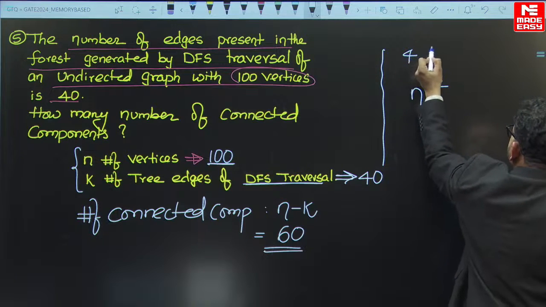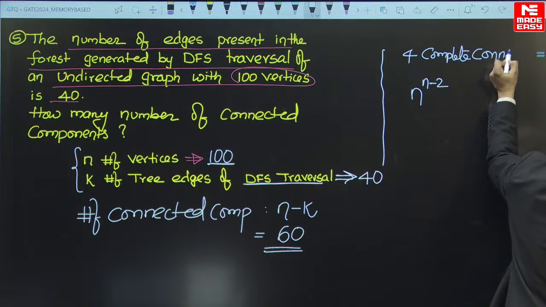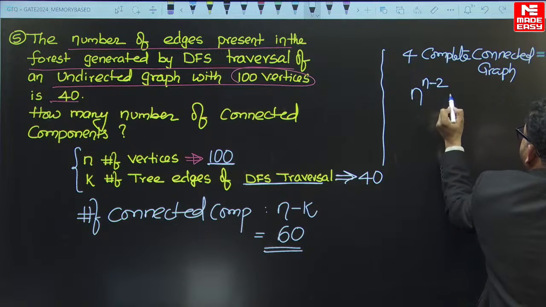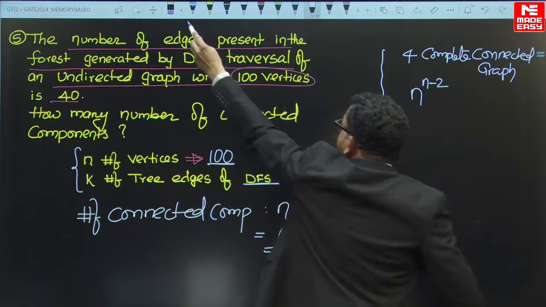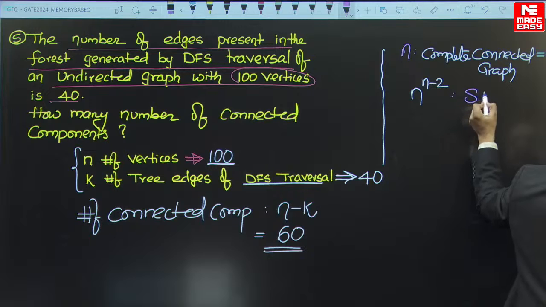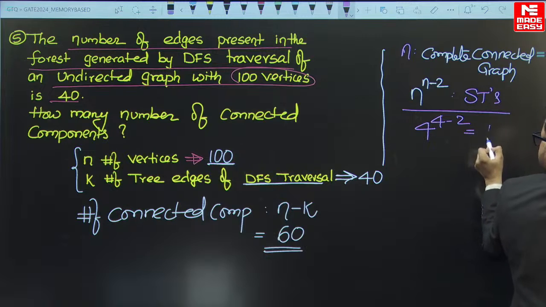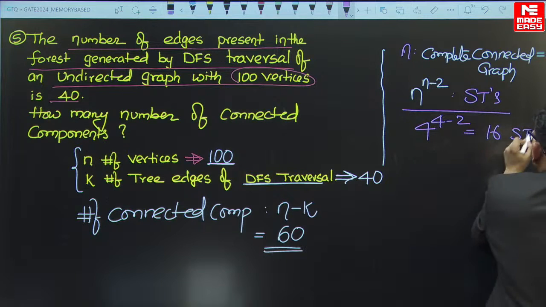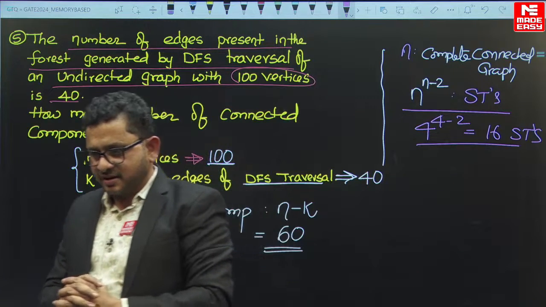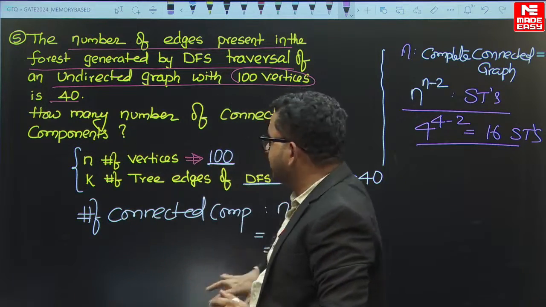Okay, so 4 vertices complete connected graph. Okay, n to the power of n minus 2, n vertices we can say. So n vertices complete connected graph has n to the power of n minus 2 spanning trees. Okay, for 4 vertices, 4 to the power of 4 minus 2, total 16 spanning trees. Okay, so I didn't receive that question from the other students, but if you are saying so, okay, so hope you cleared this one, right?